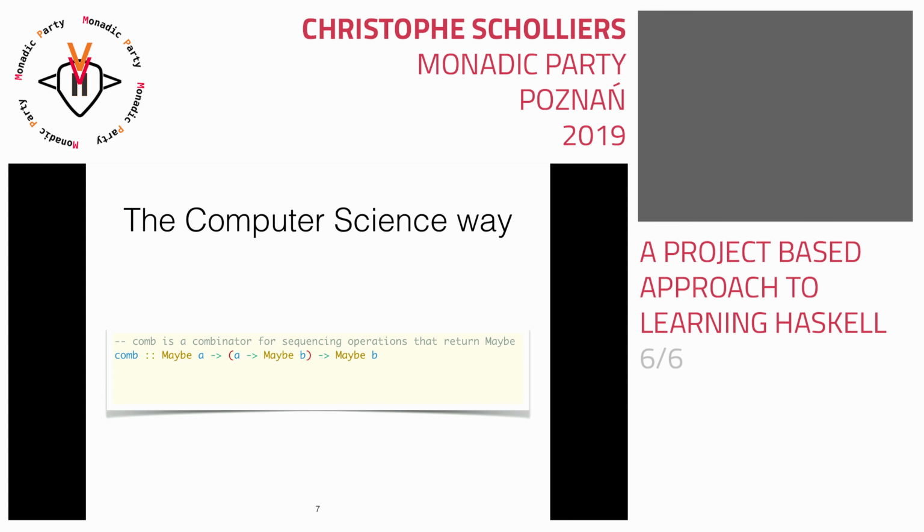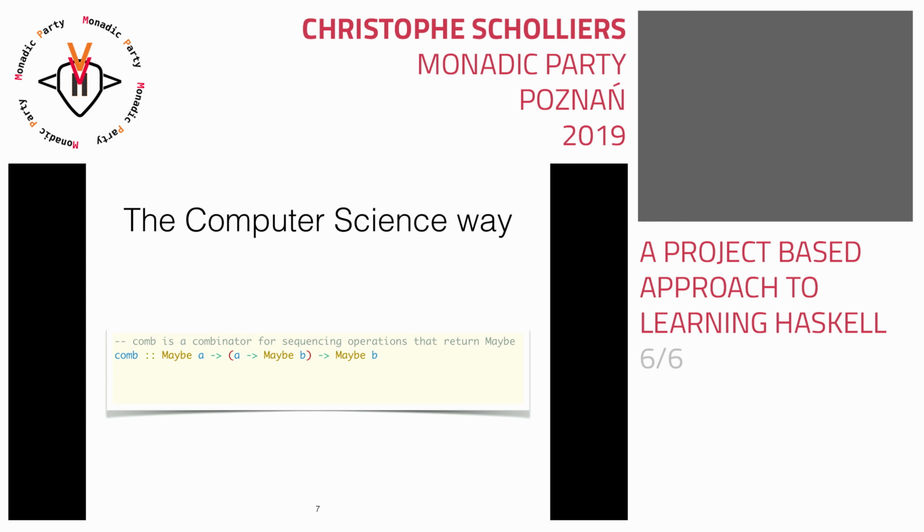So if we do it in the computer science way, we could make a combinator, yeah? And it's really essential that you follow the type of this combinator now. So if you have a maybe A, so a maybe sheep, and you have a function that takes a sheep to a maybe B, then you return a maybe B. Is this making sense to people?